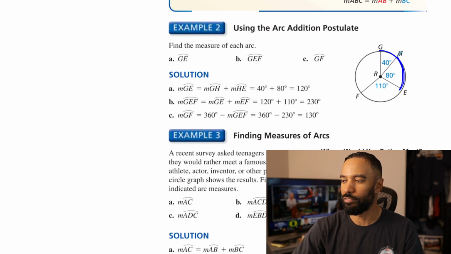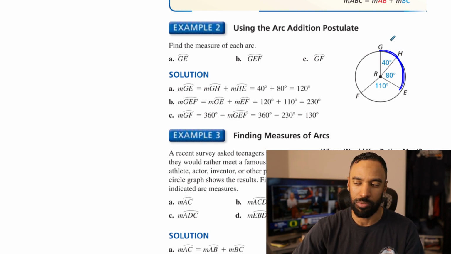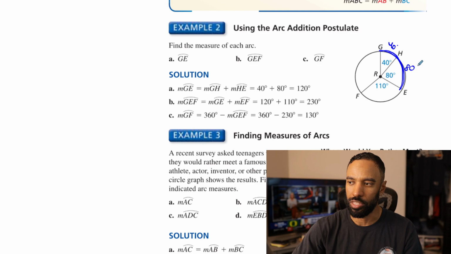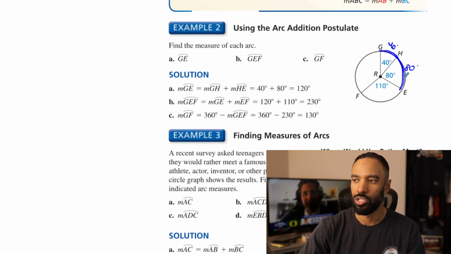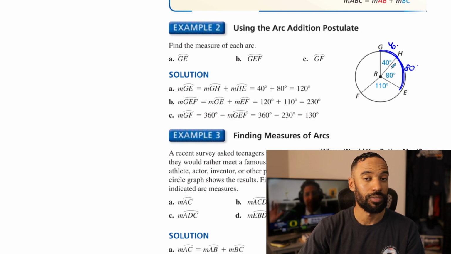Well, to find the measure of arc GE, you can apply the central angles. Literally, you can either add the central angles and apply that as its intercepted arc, or you can come up with what these two things are and add them together, which is what they do. 40 plus 80 is 120. GE's arc is 120 degrees.